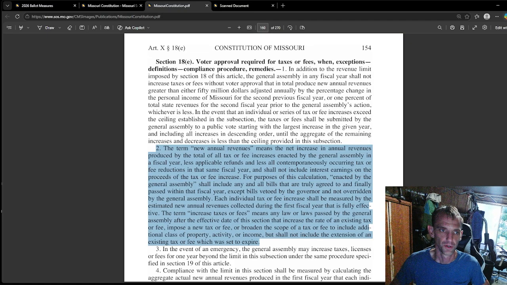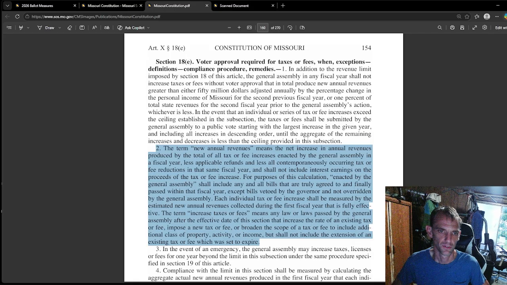The term new annual revenue means the net increase in annual revenues produced by the total of all tax or fee increases enacted by the General Assembly in a fiscal year, less applicable refunds, and less all contemporaneously occurring tax or fee refunds in that same fiscal year. This shall not include interest earnings on the proceeds of the tax or fee increase.